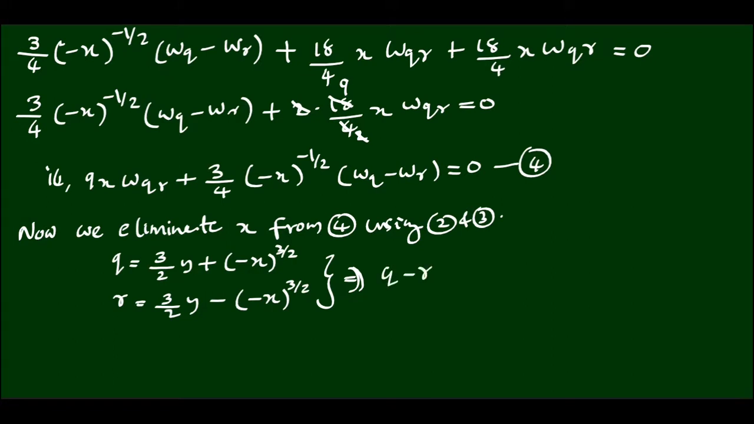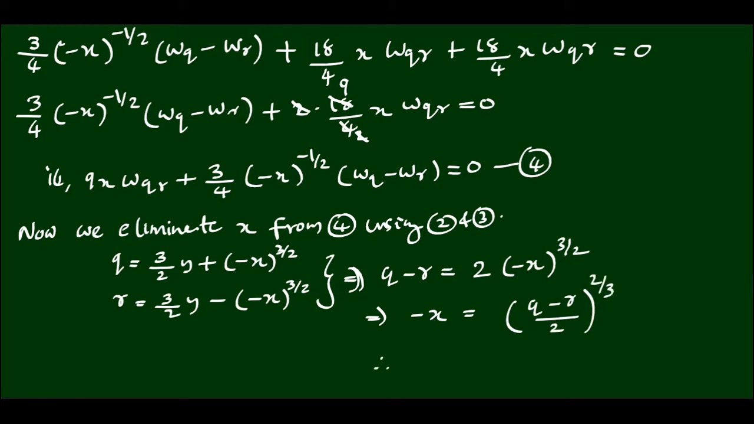Subtract these two equations, we will get q minus r on the left side, and the right side will be 2 times (minus x) all raised to 3 by 2. That is, minus x will be equal to ((q minus r) divided by 2) all raised to 2 by 3. Therefore x will be equal to minus ((q minus r) divided by 2) all raised to 2 by 3. So we can substitute x equal to minus ((q minus r) divided by 2) all raised to 2 by 3 in equation number 4.